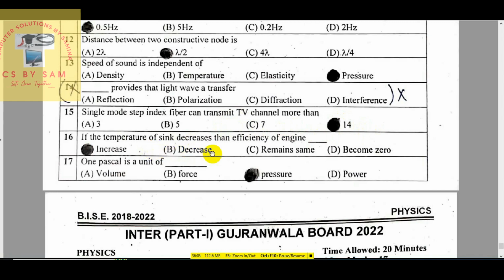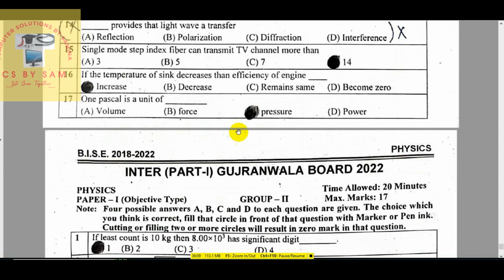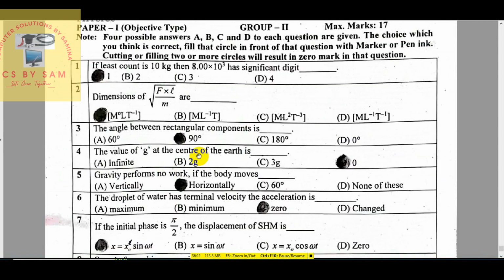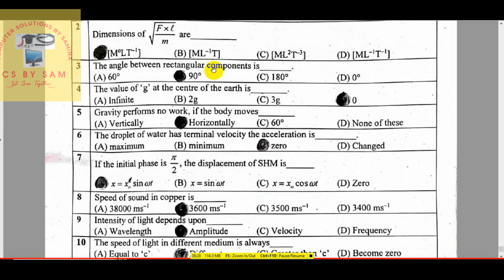If the temperature of sink decreases, then the efficiency of engine increases. 1 Pascal is the unit of pressure. Next है जी, if least count is 10 kilogram, then 8.00 into 10 raised to power 3 has significant digit 1. Dimension of f into L over m under root r MLT minus 1. The angle between rectangular component is 90.